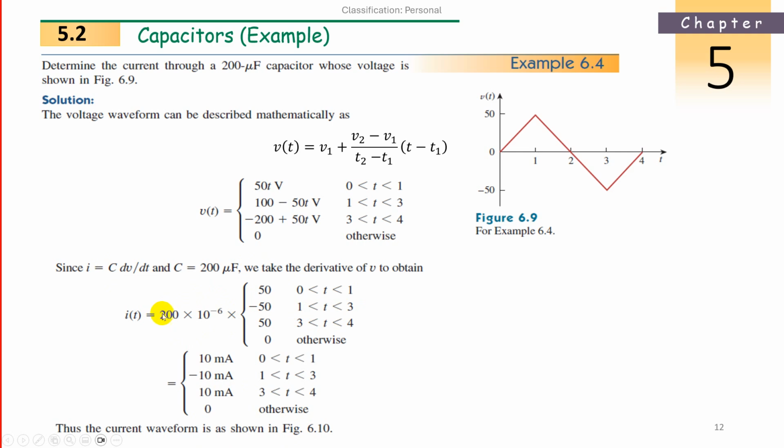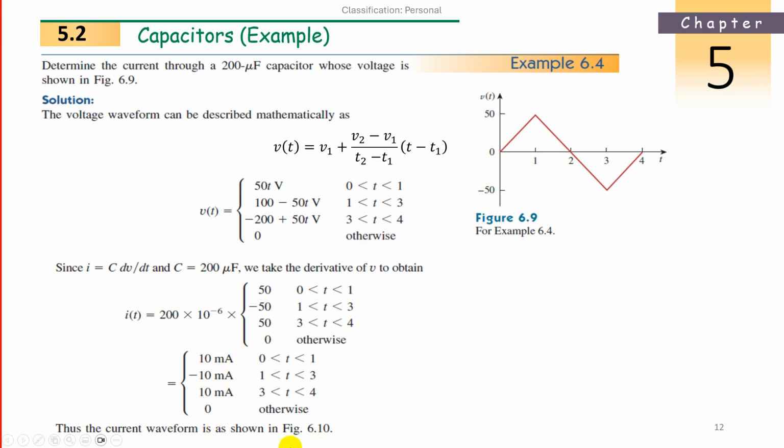50 into 200 into 10 power minus 6, you will get 10 milliamperes. Okay, 2 zeros and here 1 zero will become 10 power minus 2, will become 10 power minus 3. 10 power minus 3 is nothing but milli. Okay, 5 into 2, 10. So 10 milliamperes. Here minus 50 is there, so minus 10 milliamperes. Here plus 50, it is 10 milliamperes.